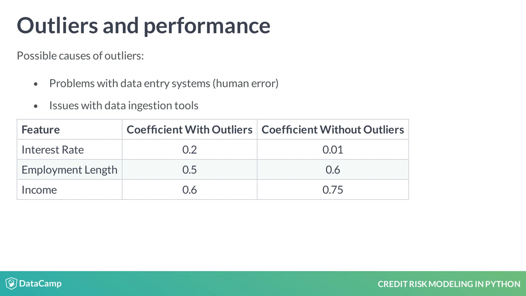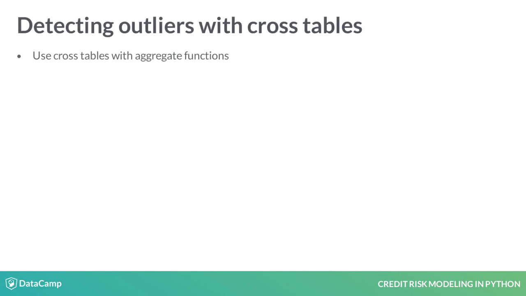Think of the coefficients as how much each column or feature is weighted to determine loan status. Notice the coefficient differences in this example. It's possible that outliers in interest rate can cause that column to be weighted much more than normal. This will affect predictions. One way we can detect outliers is to use cross tables with aggregate functions like those from the previous video.